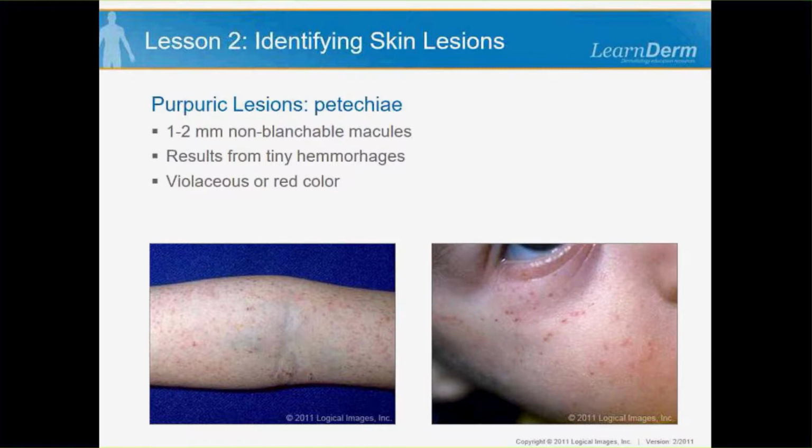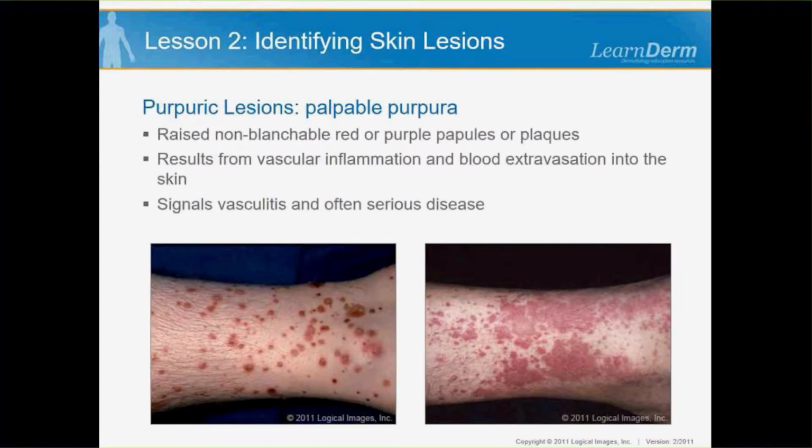These are flat. They're little teeny hemorrhages in the skin, usually due to platelet dysfunction or thrombocytopenia, lack of platelets. They can be a sign of serious disease, such as Rocky Mountain spotted fever or even meningitis. So if you had a patient with lots of petechiae, that also is worth a referral.